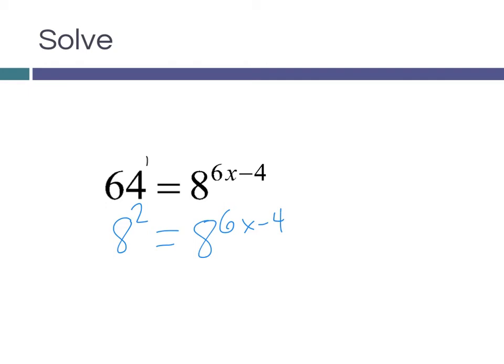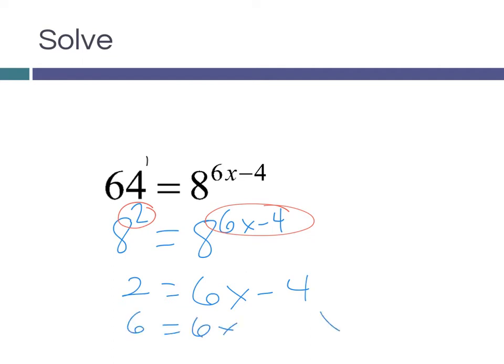Okay, well, 8 to the 6x minus 4. Now I have the right bases here. I've got the same bases, so I can take my exponents and set them equal, and now I can solve a new equation, just like we did before. I just had to manipulate a few things first. So I can add the 4 and I get 6 equals 6x, so I know that x equals 1.